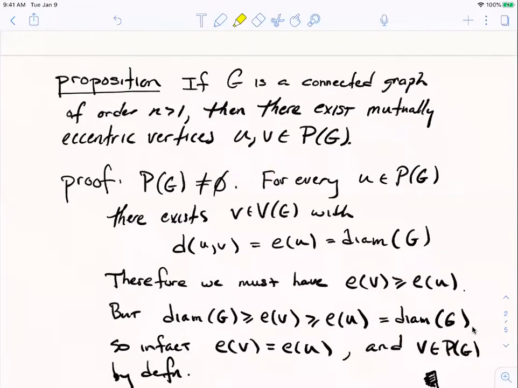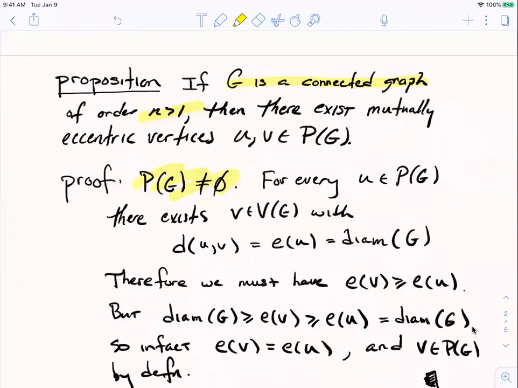We've got ourselves a connected graph. I'm not going to write down in the body of the proof that its order is at least 1, strictly bigger than 1. I'm not writing it down. And then, how do we start? Well, first of all, let me remark that it's never possible that the periphery of a connected graph is empty, because every vertex has an eccentricity and there's got to be a biggest one. So every connected graph has a periphery.